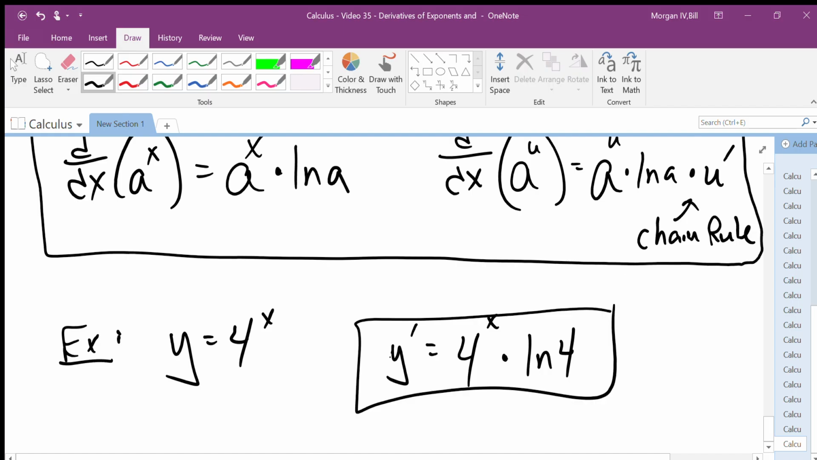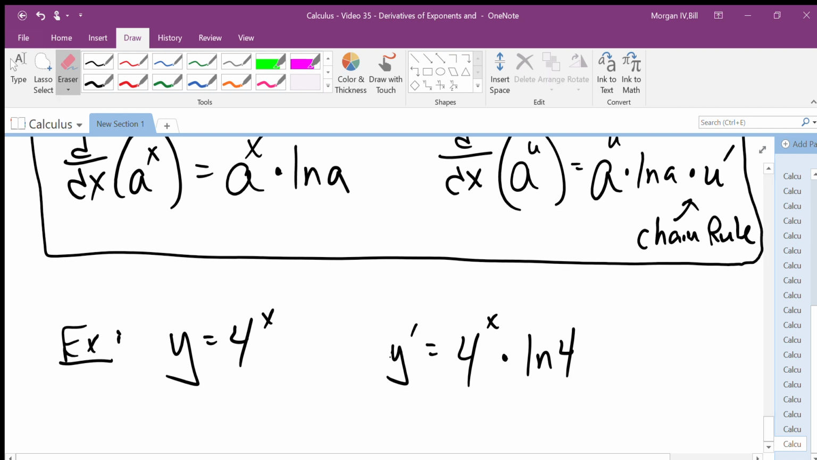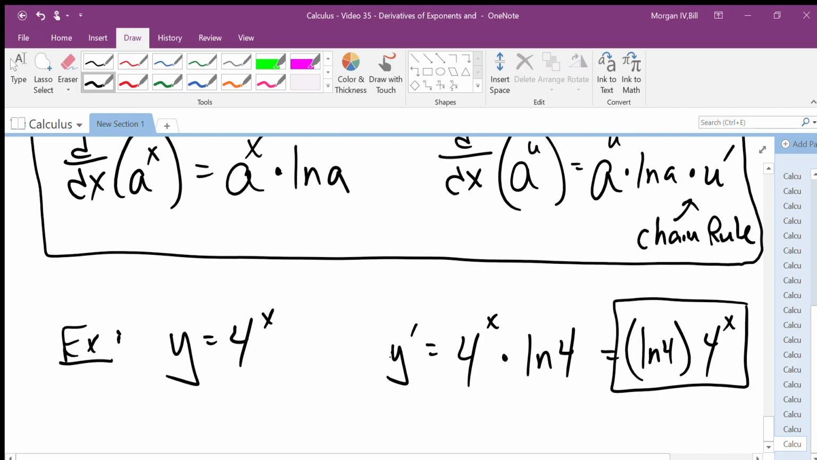Or some people like to write the coefficient. Natural log of 4 is a number, so some people like to write it as the natural log of 4 times 4 to the x. Either one. I kind of like this second way because we write our coefficients out front. We tend to. Very good.